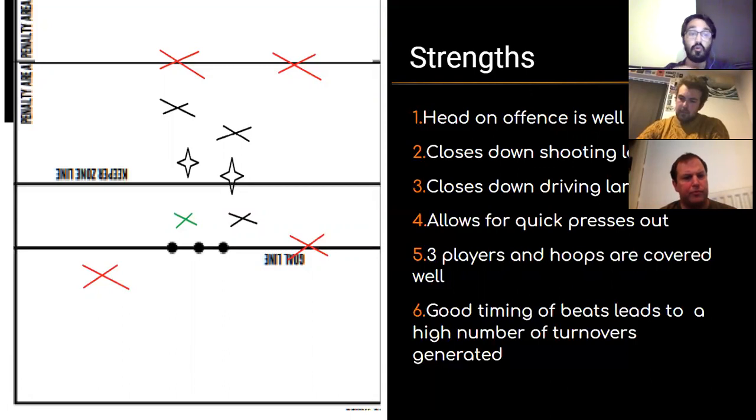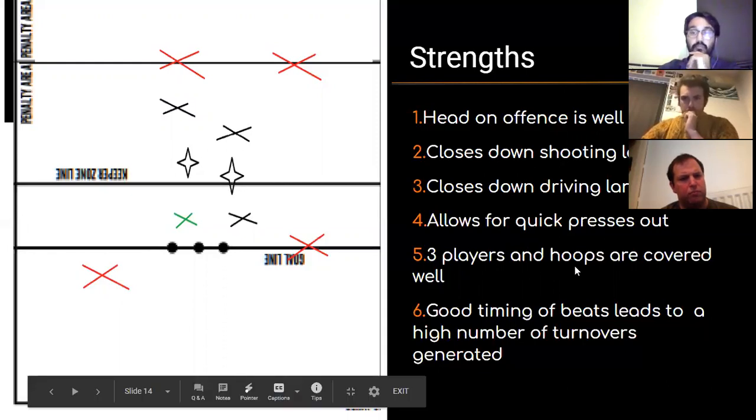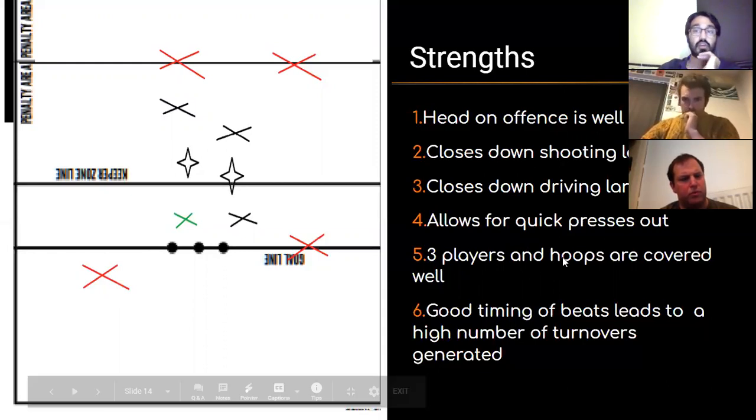Also, it's very good at trying to create a press out situation. If your beaters are good, if they can win their fight, if they can win their exchange, they can explode out in any direction quite easily and quite securely and force a turnover, get the quaffle, and you can go and counter, as we saw in our hyper-aggressive video. As I say, it does cover three players pretty well. Anyone want to add anything on the strengths of this?